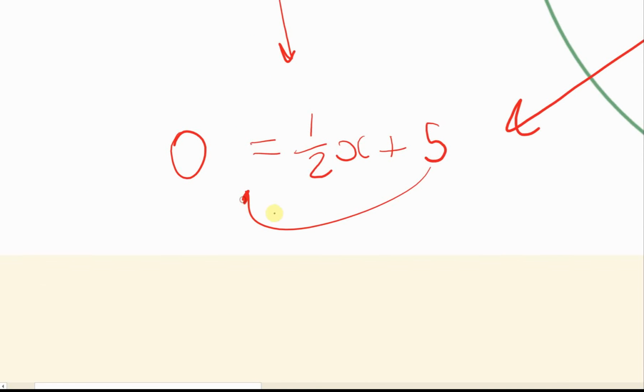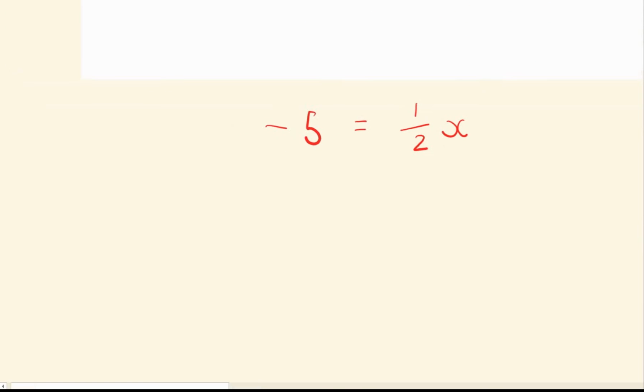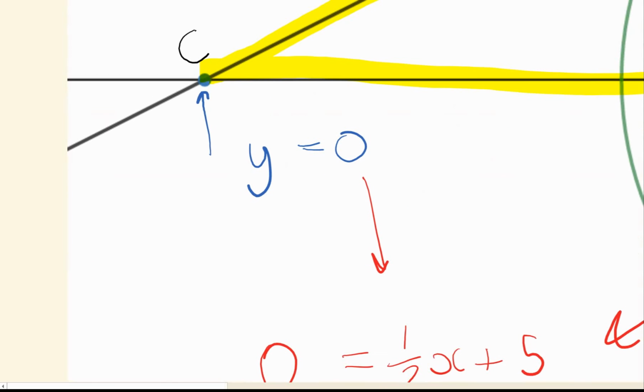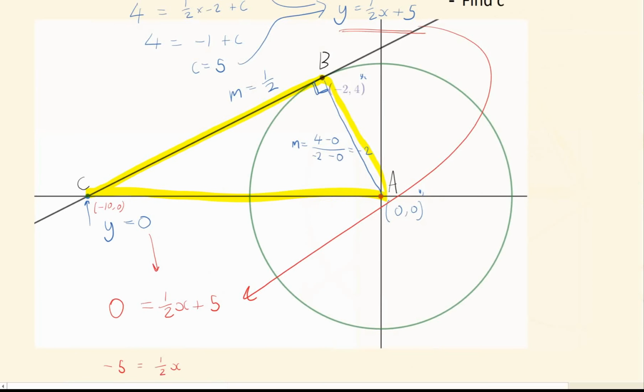First I'll take the 5 across, so we've now got minus 5 equals a half x. I then want to get rid of my fraction. The opposite of divided by 2 is times by 2, which tells me that x is going to be minus 10. So I now know this coordinate for C. That is minus 10, 0. Now we've got that, it's fairly easy to find the area of this triangle.